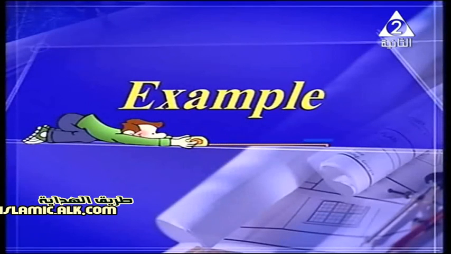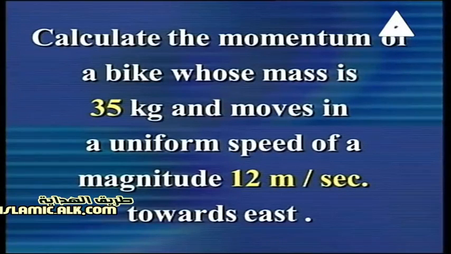Dear student, look at the first example. Calculate the momentum of a bike whose mass is 35 kilograms and moves in a uniform speed of magnitude 12 meters per second towards east. Dear student, remember, we have a bike whose mass is 35 kilograms. This bike moves at uniform speed. What is the meaning of uniform speed? The bike moves equal distance in equal time. Then, when we find the momentum of this bike, we multiply the mass times what? The velocity, dear student. What is the uniform velocity? It is 12 meters per second towards east.